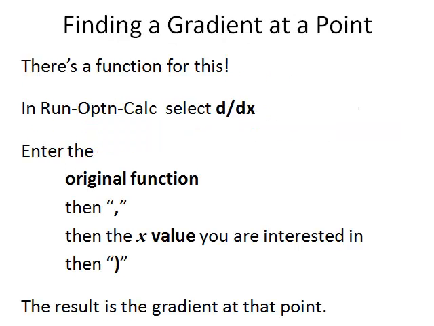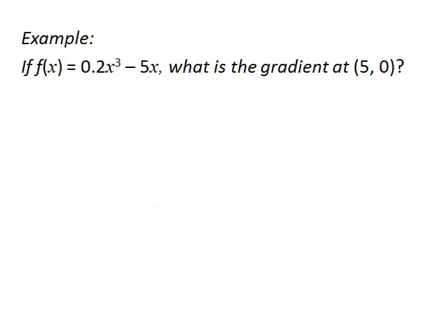First up, finding a gradient at a point. There's actually a function for that. In your Run options, Calculus, you select ddx, enter the original function, a comma, the x value, close the brackets, and the result is the gradient at a point. So we'll have an example.